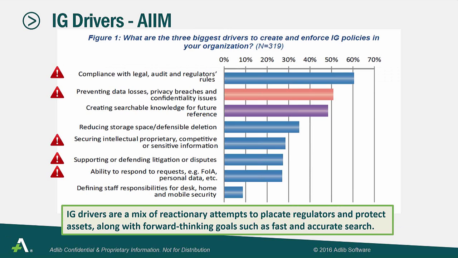So the third one here touches on that, creating searchable knowledge for future reference so that you don't have to recreate content, so that it's accessible, so that you can actually leverage the full value of the content that you've got. But everything else here, compliance with legal and regulatory rules, preventing data loss and privacy breaches, securing your IP and competitive or sensitive information, supporting litigation, e-discovery types of workflows, the ability to respond to FOIA requests, again, regulatory stuff, these are all risks. So there's a little bit of a heavier weighting on the risk side of the equation. If you read any articles related to information governance these days, that tends to be the overall slant. But there are both opportunities that can be derived from an effective solution, such as Migration Center and the progressive classification that we're talking about from Adlib.